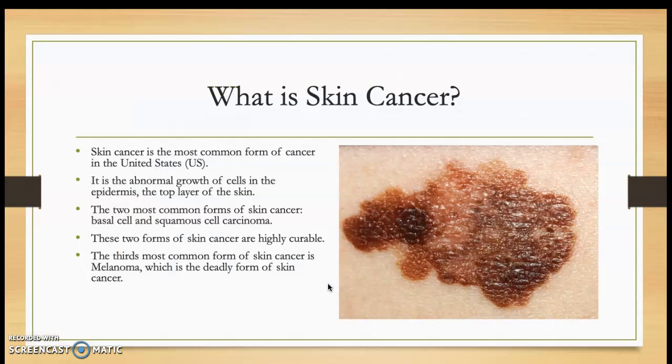What is skin cancer? It is the most common form of cancer in the United States. It is the abnormal growth of cells in the epidermis, which is the top layer of your skin. The two most common forms of skin cancer are basal cell and squamous cell carcinoma, and these two forms of skin cancer are highly curable. The third most common form of skin cancer is melanoma, which is the deadliest form of skin cancer. If you look at this picture here, this is a melanoma spot on the skin.